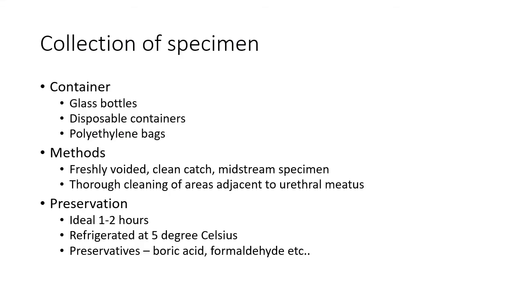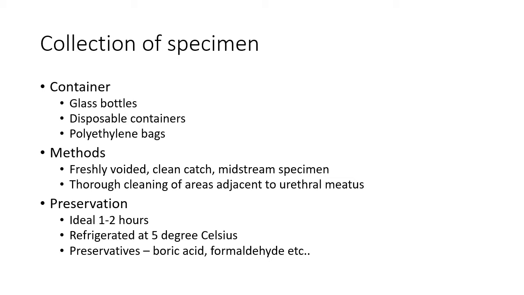In order to analyze the urine, first it should be collected. In order for the analysis to be meaningful, the collection should be proper. An improper collection may invalidate the result. 3 things must be discussed in collection. 1. The container in which the specimen is collected. 2. The method of collection. And 3. The preservation. The containers used can be glass bottles, disposable containers, or polyethylene bags.